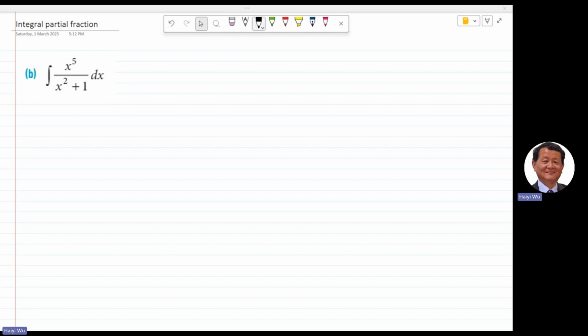So today we're going to show you how to do the integration of this. We can see that x to the power 5 is greater than x to the power 2. In this case, we're going to simplify by partial fractions, so we're going to use long division.